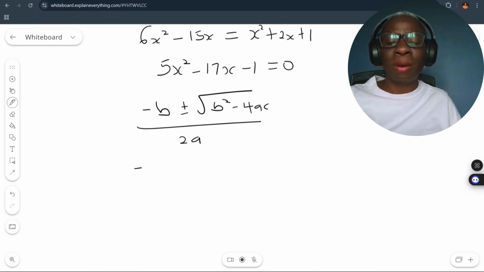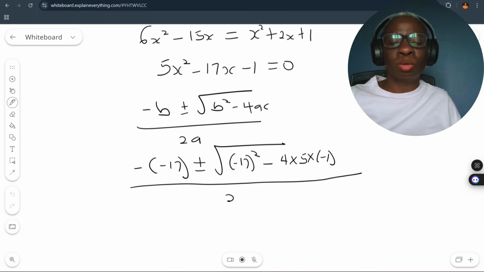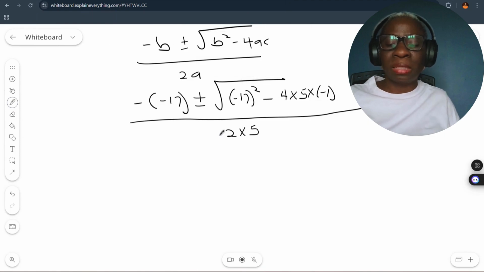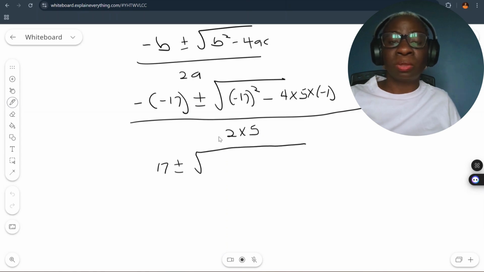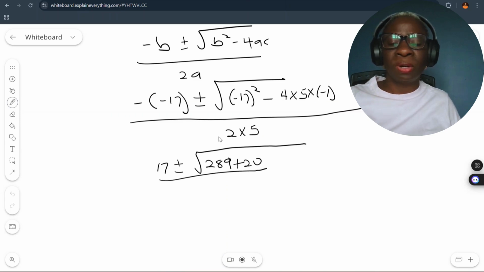What is b? So we have minus negative 17, then plus or minus the square root of negative 17 squared, then minus 4 times 5 times negative 1, then all over 2 times 5. So let's simplify for that. Negative negative 17 would give 17 plus or minus the square root of, what is 17 squared? That will be 289. Then negative times negative here will become positive. 4 times 5 times 1, that will be 20. Then over 10.